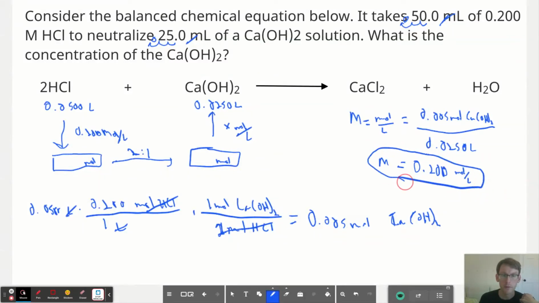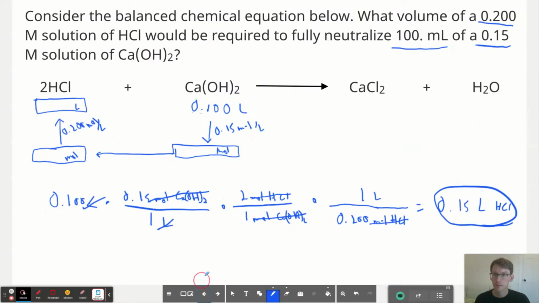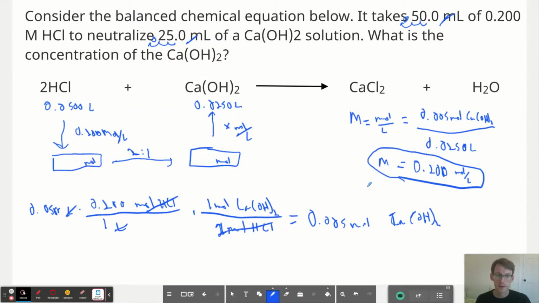So these are 2 different ways of doing the same thing. 2 different solution stoichiometry problems. The previous case, we had to find a volume. In this case, we had to find the conversion factor, the molarity.